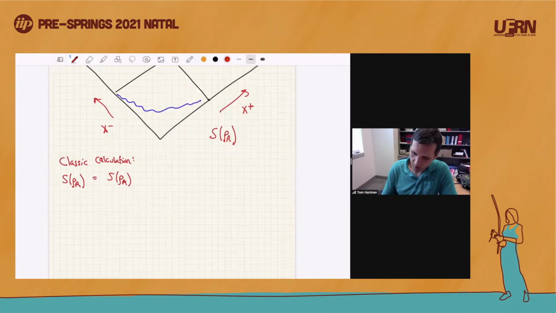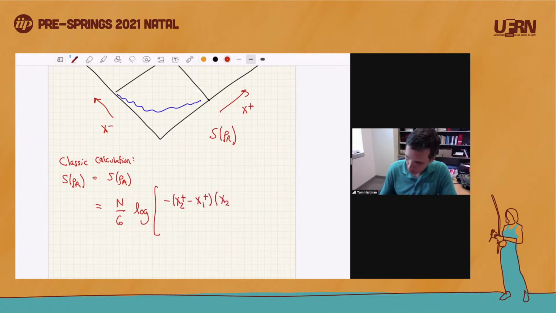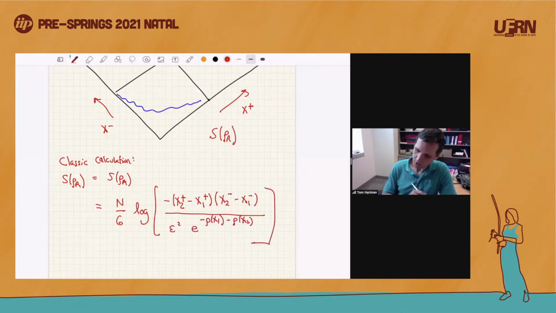Then we just plug in the formula that we just derived. So this is n over 6. I'm talking about n free fields as in the RST model, so the central charge is n. log of (x2 plus minus x1 plus)(x2 minus minus x1 minus) over epsilon squared e to the minus rho of x1 minus rho of x2. I've just plugged in the formula that we just derived, in Lorentzian notation now.